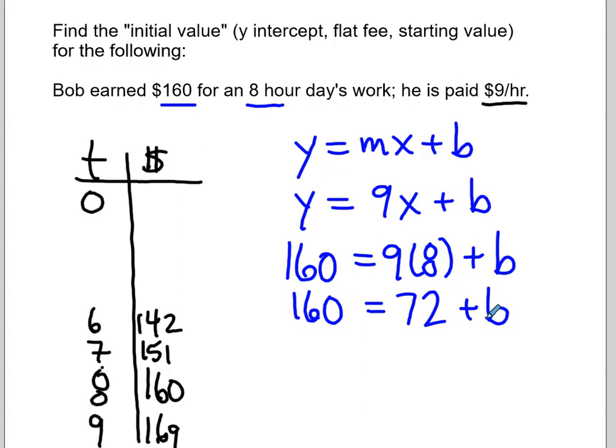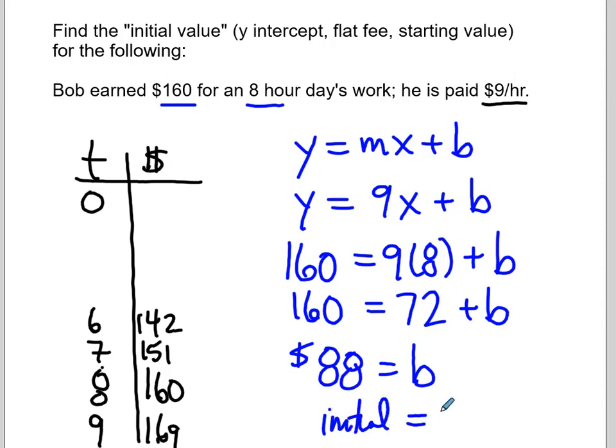Okay, so 160 minus the 72, I get $88. And that would be the initial or flat fee that Bob earns. Now if we kept going over here, you could work your way all the way back and you should come up with $88 here.